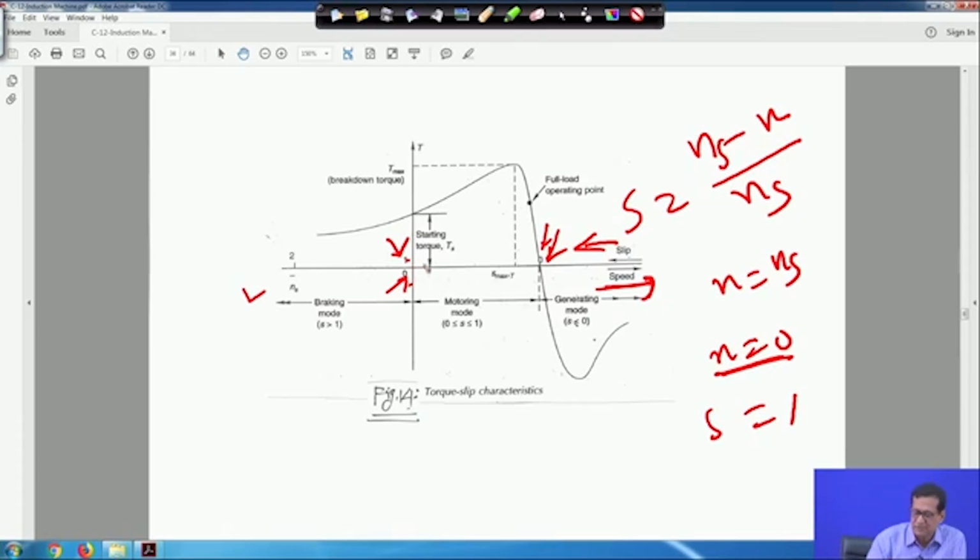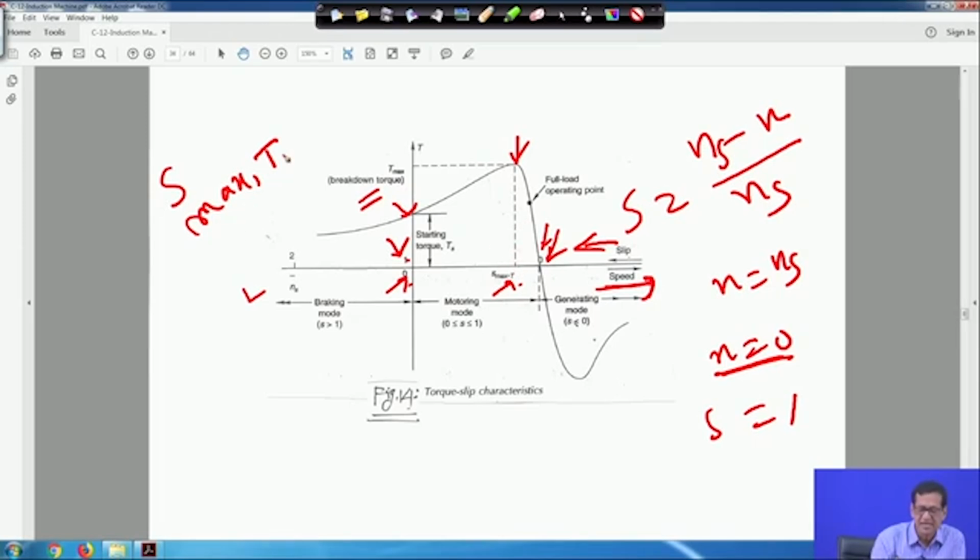And at this point when slip is equal to 1, whatever torque it is, this is the starting torque Ts, right. And another thing is this slip, we write it like this, S max T. This is the value of slip for which the torque is maximum, and this torque is called the breakdown torque, right.